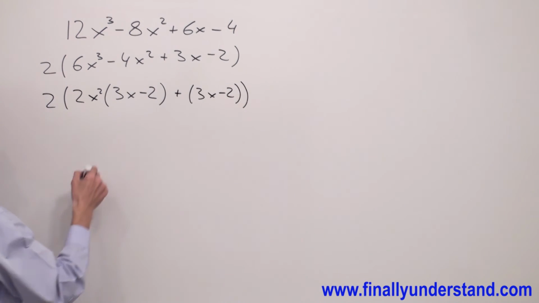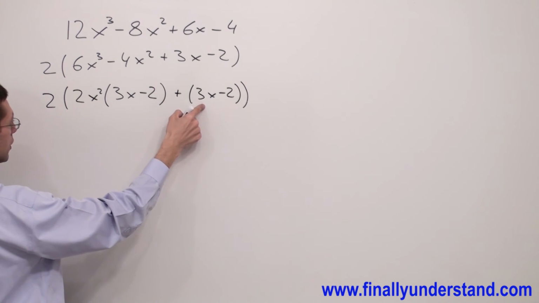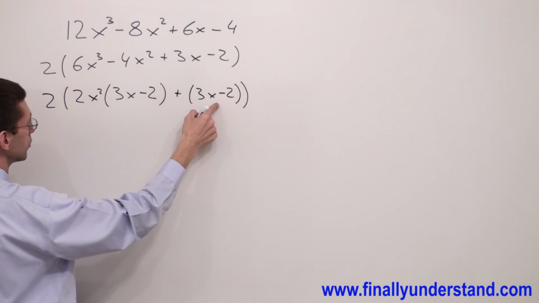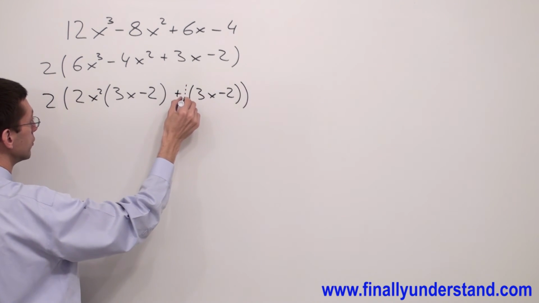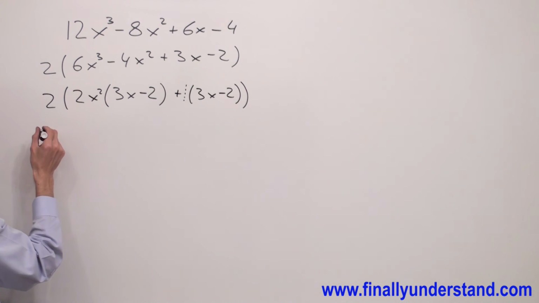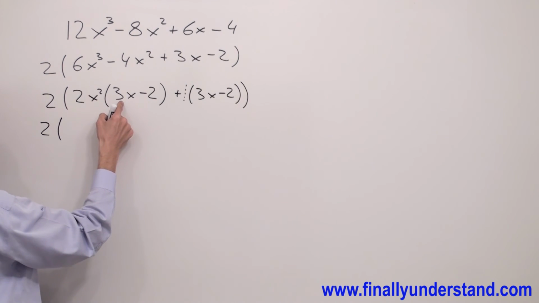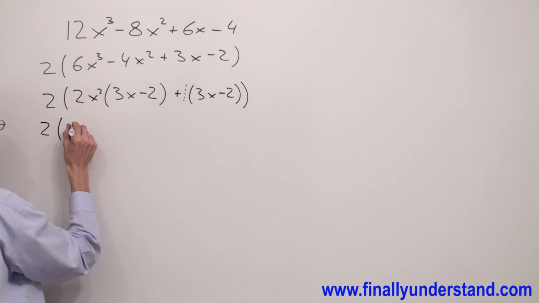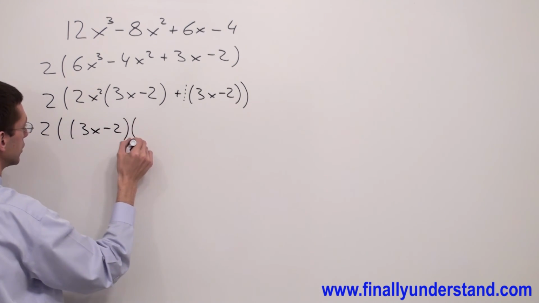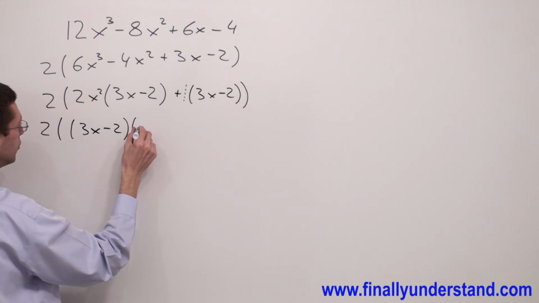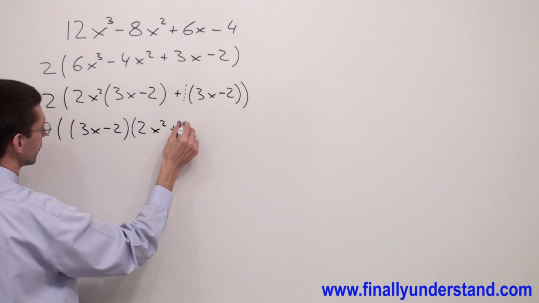Please notice that I have common factor for these two terms. I have 3x minus 2, 3x minus 2. Remember, anytime there is no sign at the front of the parentheses, there is always invisible 1. That's why I'm going to rewrite this expression as 2, open parentheses, factorize 3x minus 2, and I'm going to have 3x minus 2. And inside of the second pair of parentheses, I'm going to write everything whatever left, 2x squared plus my invisible 1.